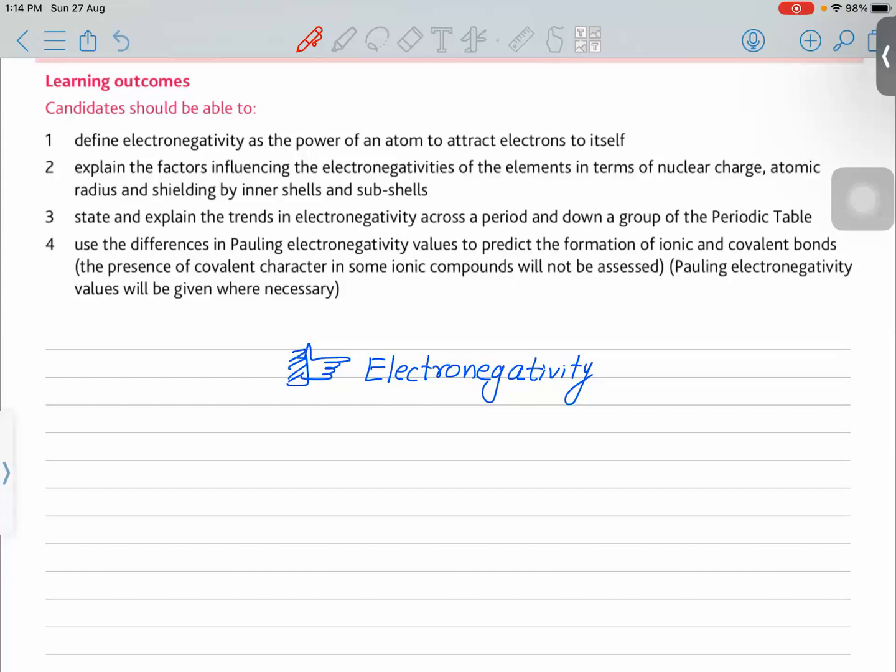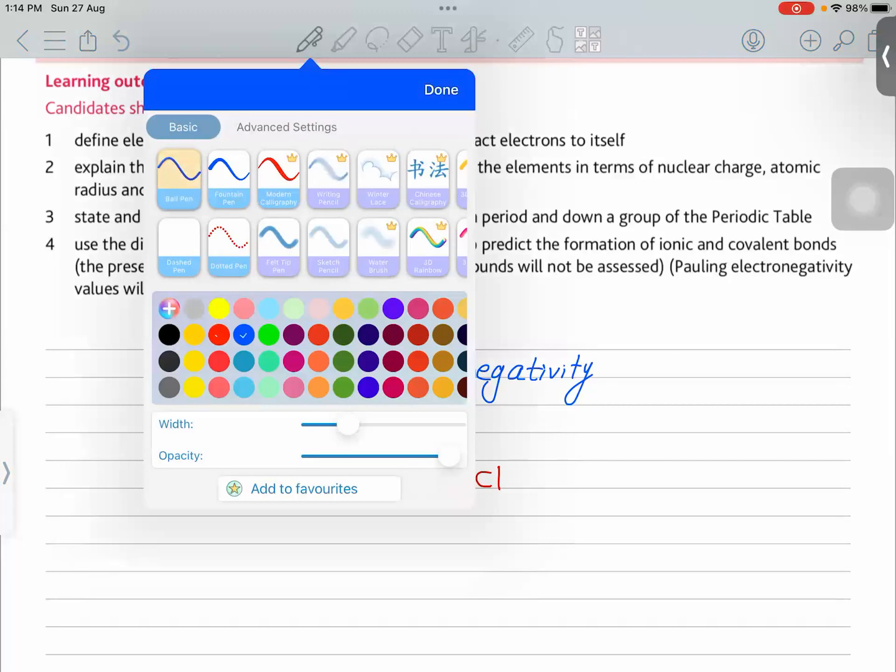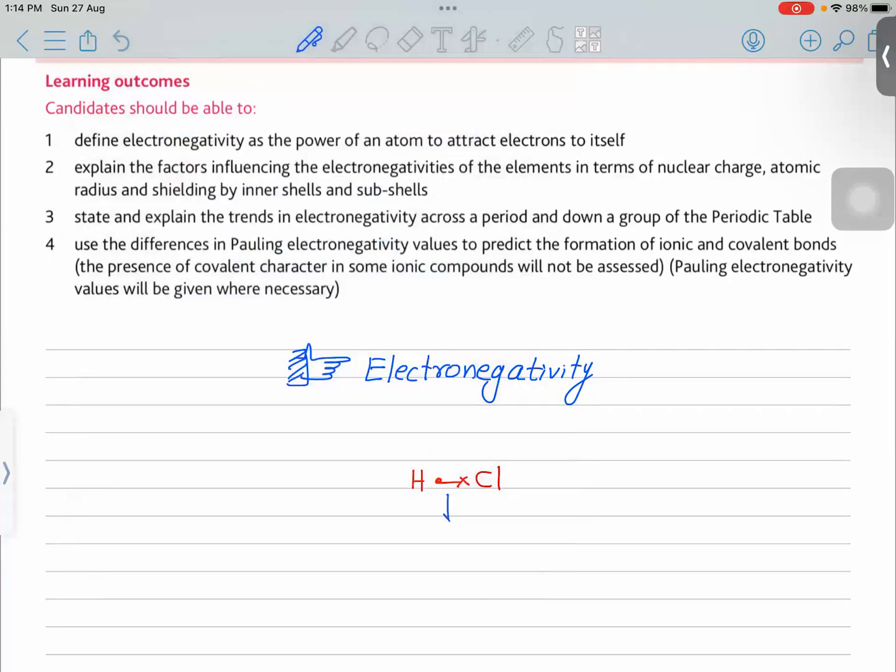So electronegativity is the power of an atom to attract the bond pair of electrons, right? Let's suppose we have hydrogen and chlorine. So both share their electrons, right? So electronegativity is the power to attract this bond pair. Let's suppose the electronegativity of chlorine is greater, so the bond pair moves towards chlorine. This tendency is called electronegativity. Are you getting my point? Yes.